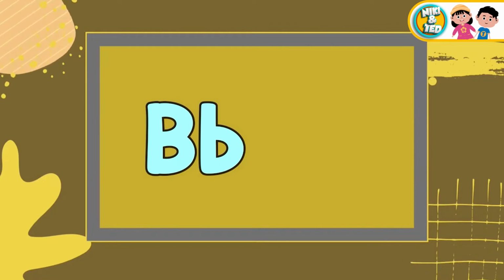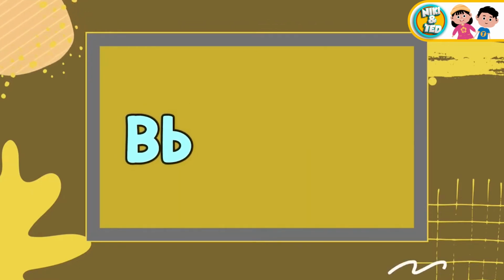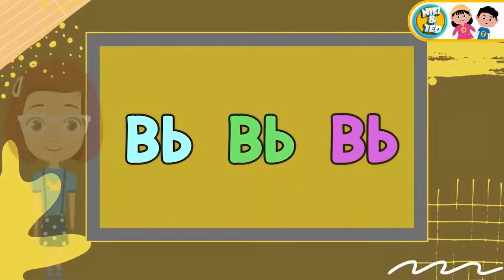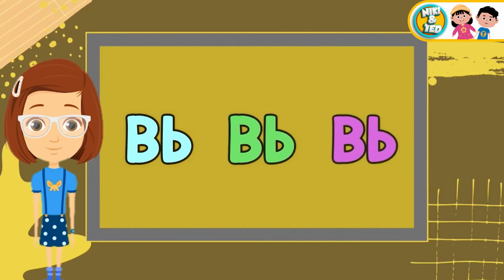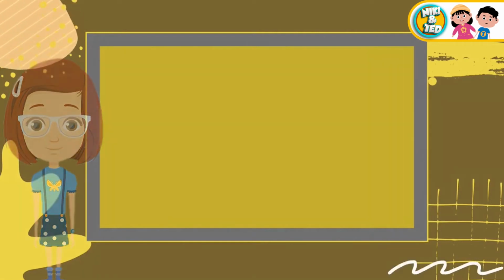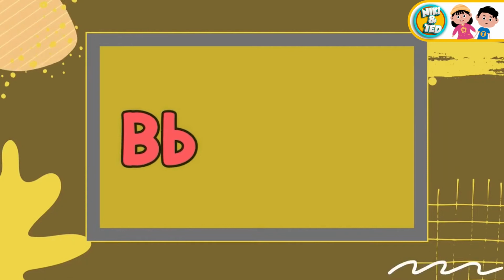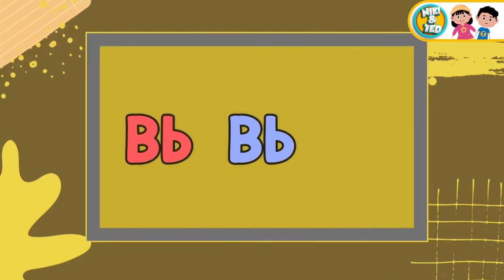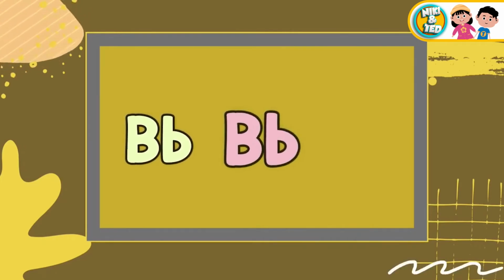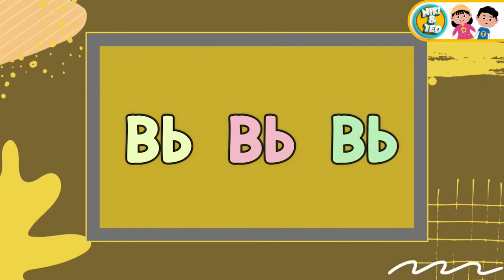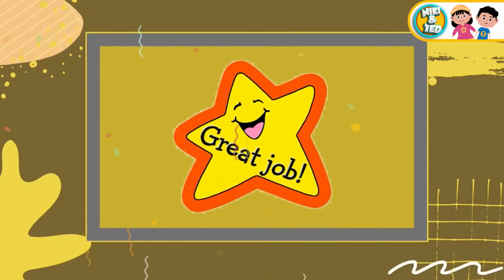What sound does this letter B make? Say b, b, b. Let's make the letter sound b, b, b, b. Say b, b, b. Great job! Yay!